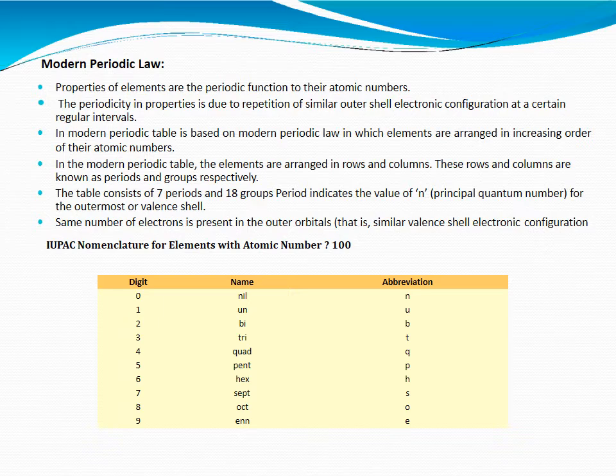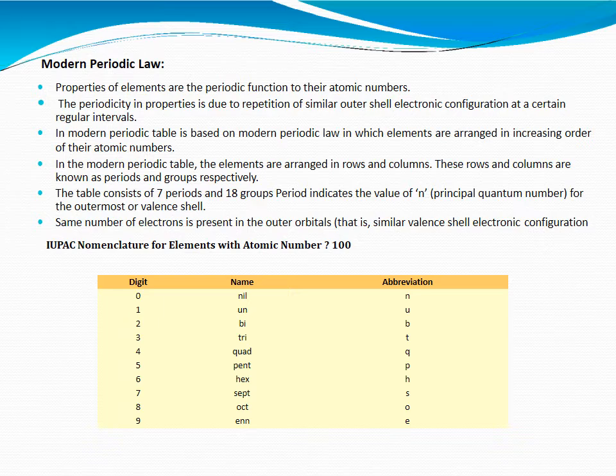The modern periodic table is based on modern periodic law, in which elements are arranged in increasing order of their atomic numbers. In the modern periodic table, the elements are arranged in rows and columns. These rows and columns are known as periods and groups respectively. The table consists of 7 periods and 18 groups. Period indicates the value of n for the outermost or valence shell. The same number of electrons are present in the outermost orbital. It is similar to valence shell electronic configuration.